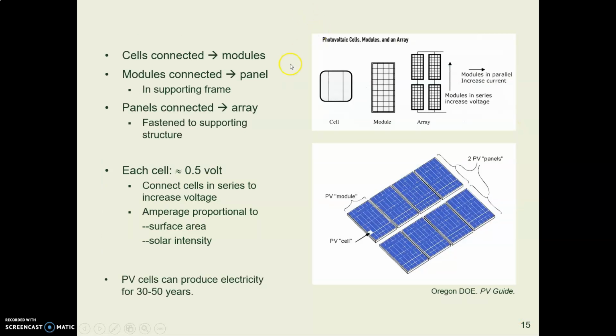So each one of these cells, made of silicon, produces about 0.5 volt of electricity, and we need more than that. So we wire them together in series, and when they're in series, we can add up the volts and get more volts. So we connect several cells together. That makes a module. We connect several modules together. That makes a panel. And we can connect several panels together in some mounting hardware, and that makes an array.